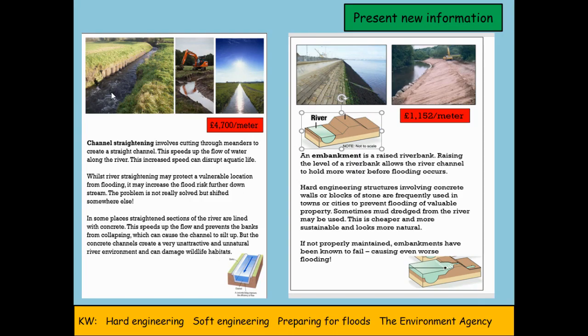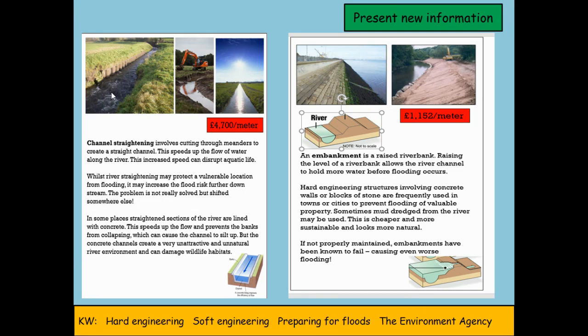We've also got here channel straightening, which cuts through meanders to create a straighter channel. The only problem with this is if you are digging through rivers, you're obviously going to have animals creating homes along the sides of the riverbanks. Rivers are rich with life, aquatic and land animals. You might have some ducks there. You've got fish. You might have some frog spawn.